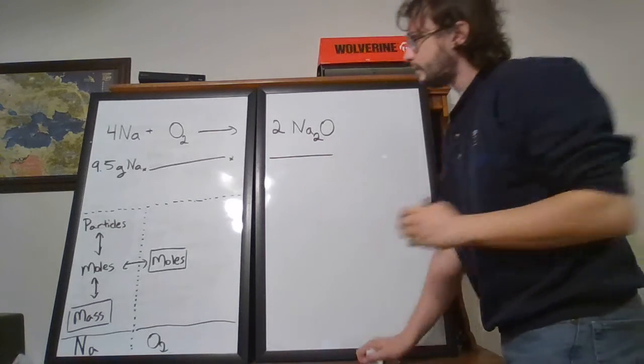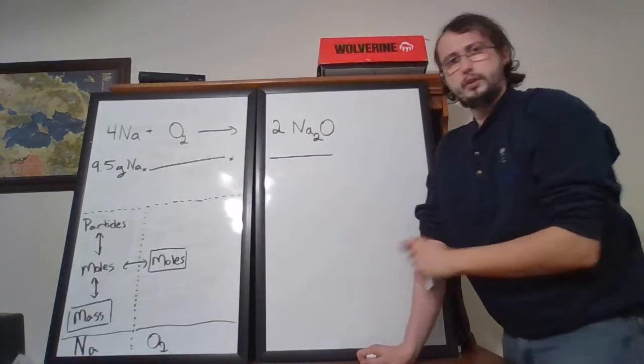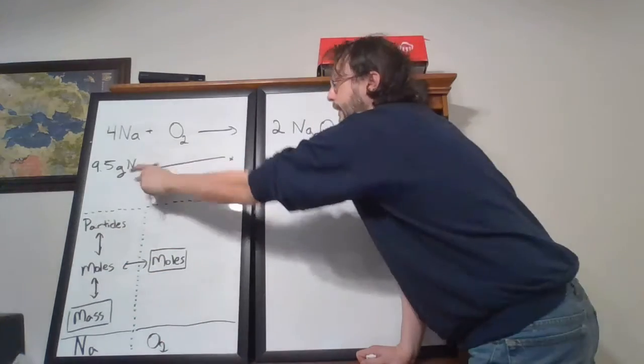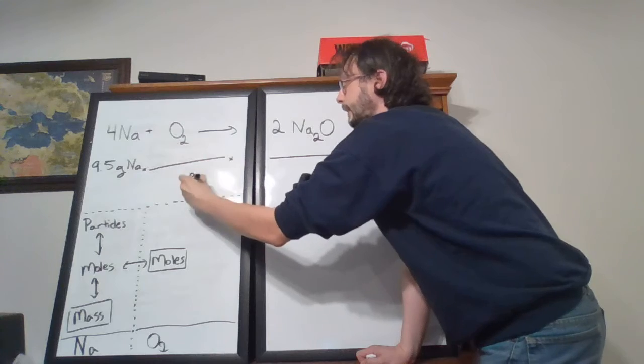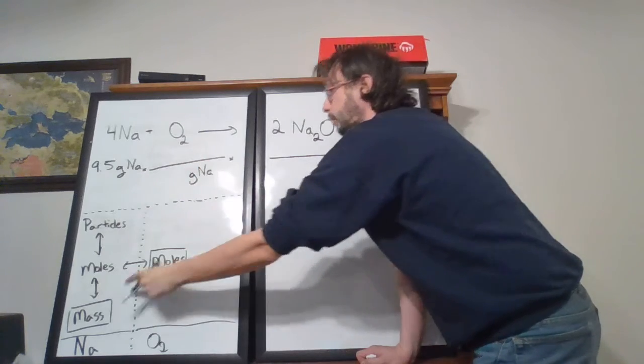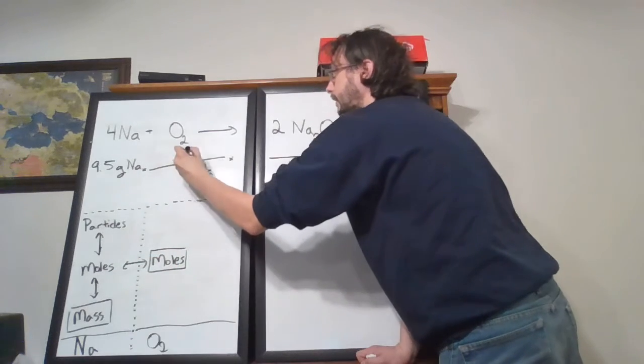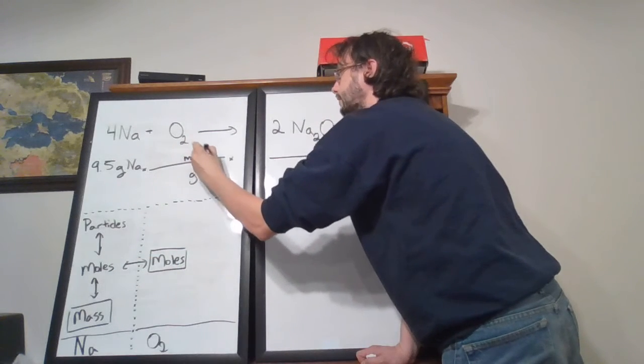So to set up this problem, we need to first go from mass to moles. Well, we know that we want grams of sodium to go away, so we put grams of sodium on the bottom. And we're going up to moles with our first conversion, and it's moles of sodium. So I'm going to put moles of sodium up here.